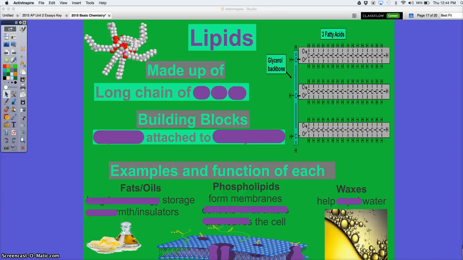About carbs. Today we're going to talk about lipids. Tomorrow we'll talk about proteins. And then when we get to like second quarter, we'll talk about DNA. Those are the 4 major organic compounds.